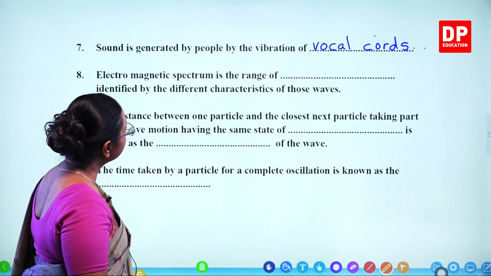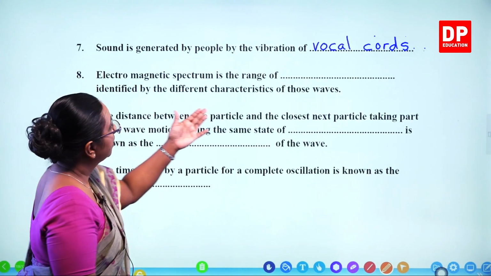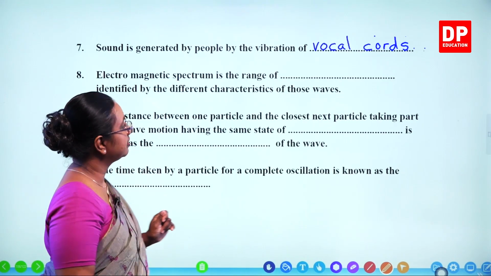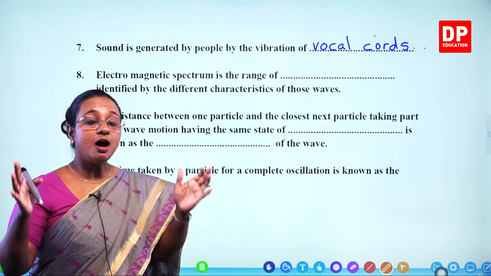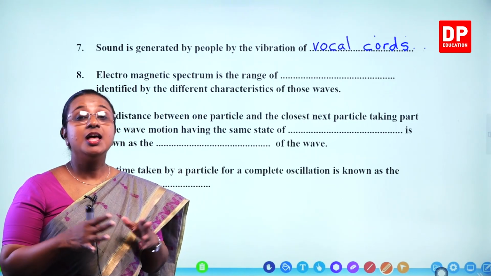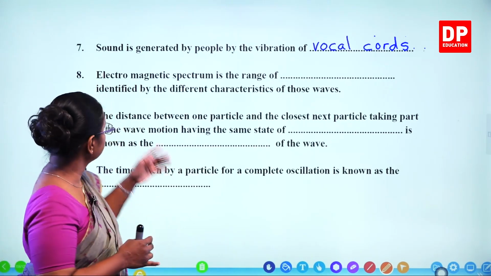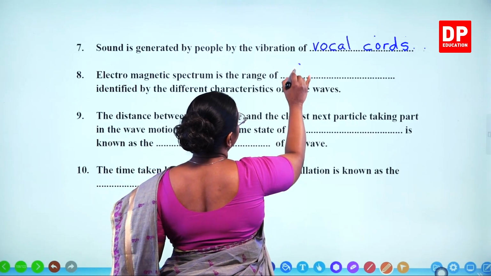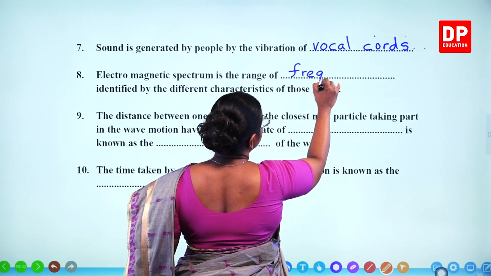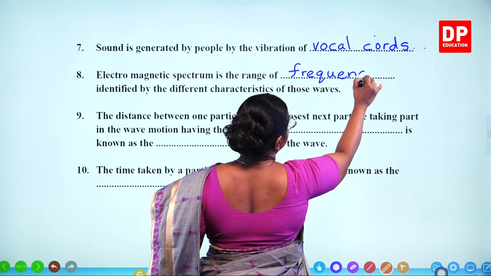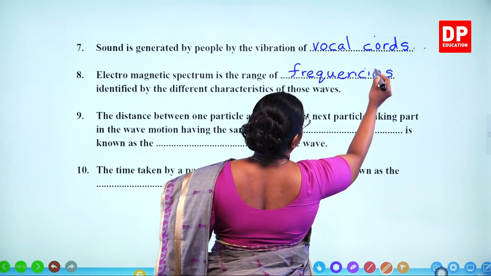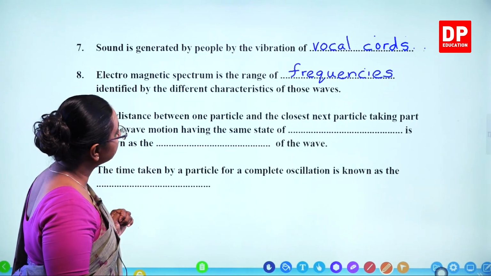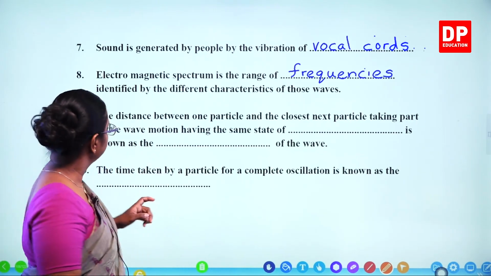Electromagnetic spectrum is the range of blank identified by the different characteristics of those waves. How do we find the ranges? The frequency ranges. So electromagnetic spectrum is the range of frequencies identified by the different characteristics of those waves.